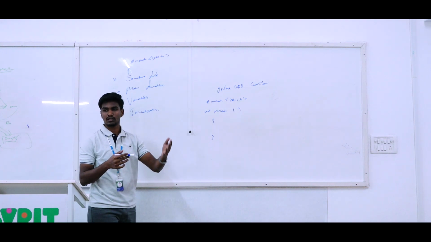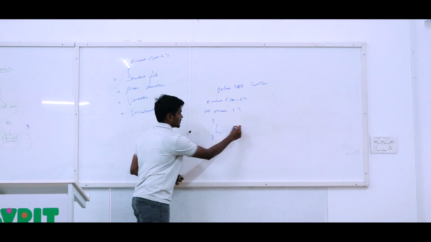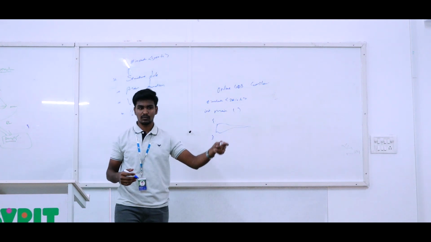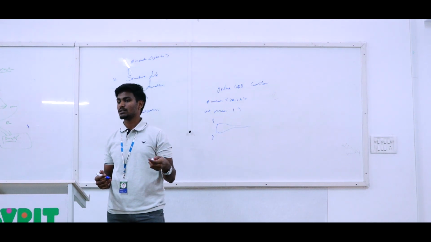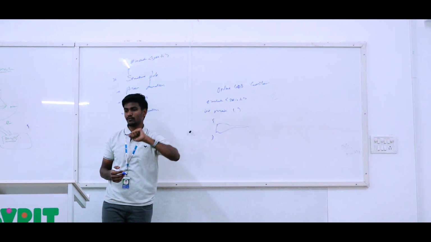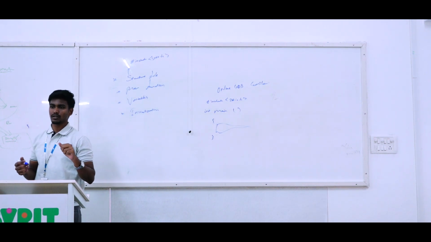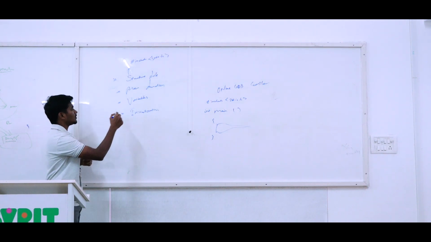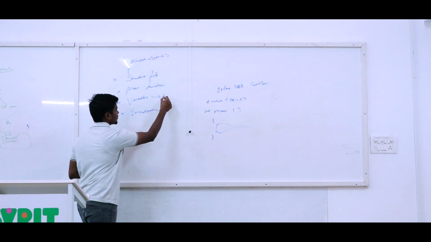In between the open and close brackets, we can write any statements, conditions, functions, or pointer structures. Everything can be written inside the main function. So the first thing is the structure file, the second is the main function, and the third is declaring variables.